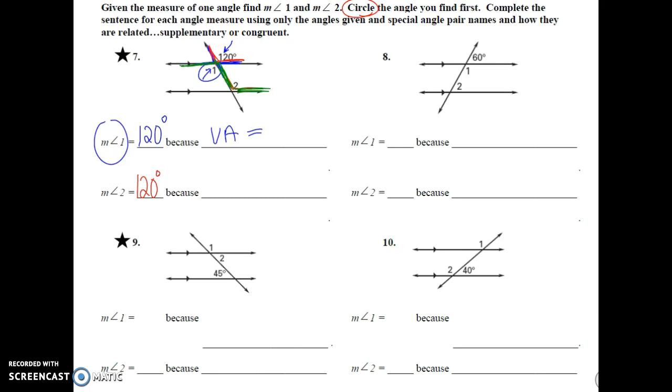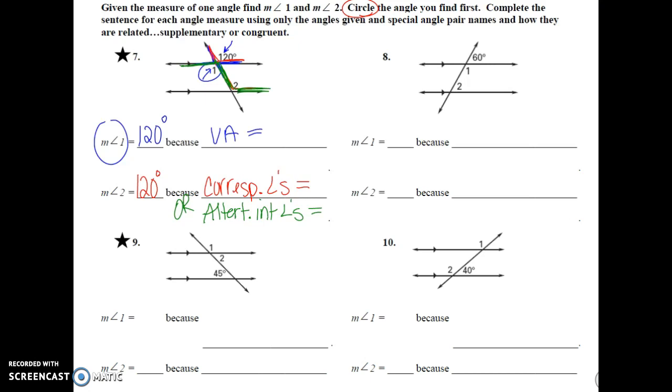So we could write angle 2 is 120 degrees because corresponding angles are equal. Or we could write because alternate interior angles are equal. Both answers acceptable and correct.